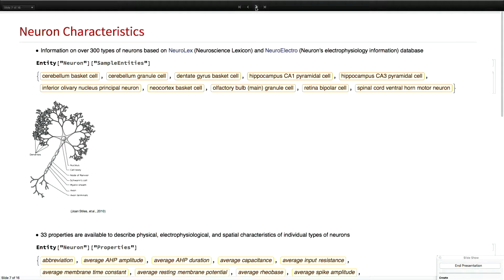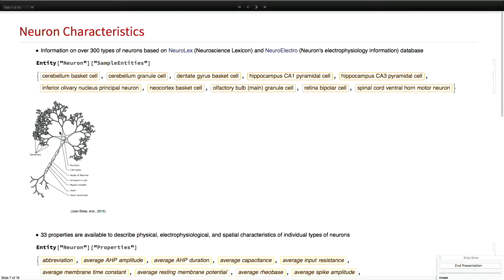So now let's take a look at even smaller components of the brain. The brain's functional unit, a neuron. We have information on over 300 types of neurons based on NeuroLex and the NeuroElectro database. And this is the morphology of a typical neuron.